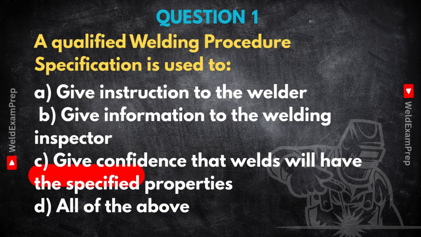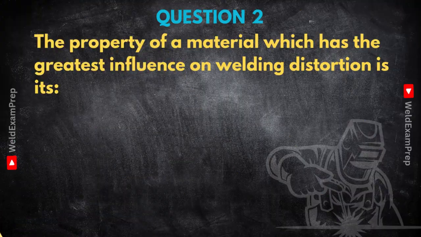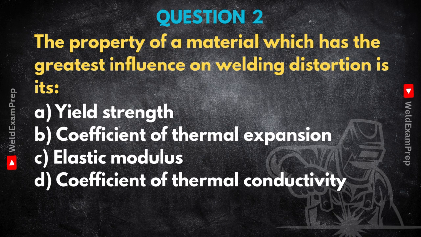Let's move from the how, defined by the WPS, to the physical effects of welding, specifically distortion, that warping and twisting that can happen. So the next question is, the property of a material which has the greatest influence on welding distortion is it A, yield strength, B, coefficient of thermal expansion, C, elastic modulus, or D, coefficient of thermal conductivity? Think about that intense localized heat. What physical property matters most when things start to bend out of shape? This is a really core concept.